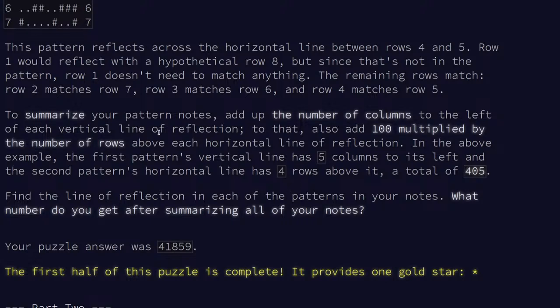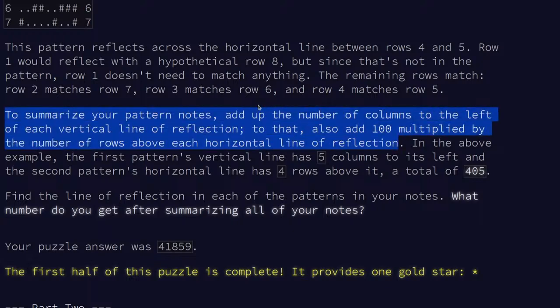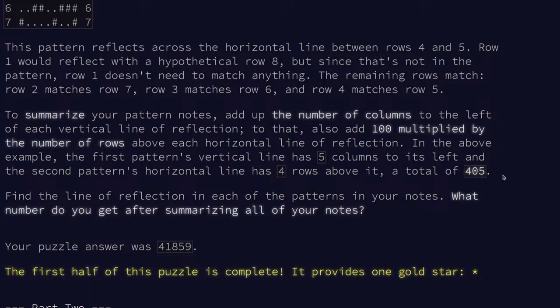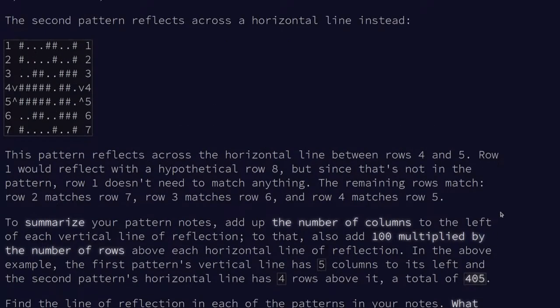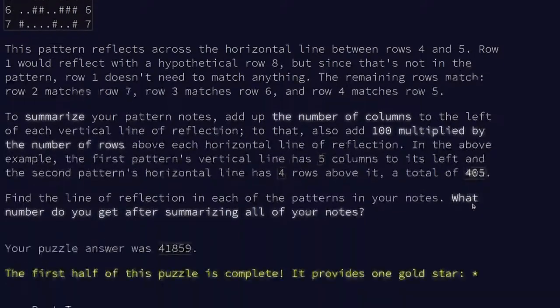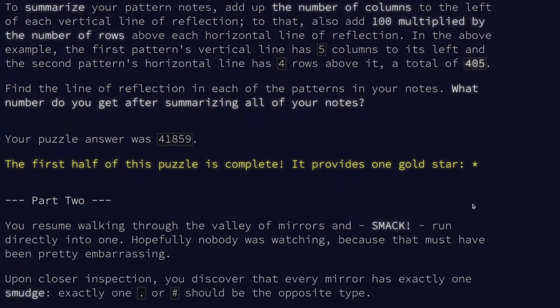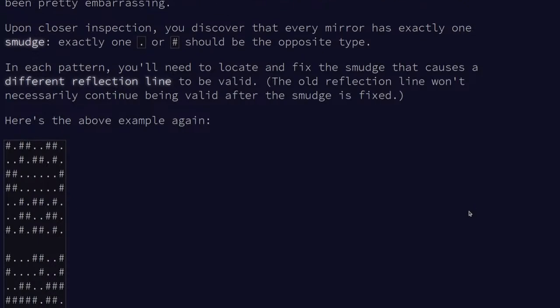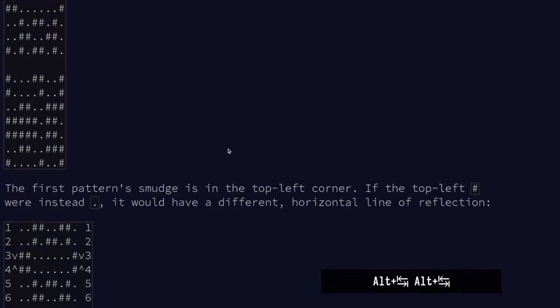Number of columns to the left of each vertical line of reflection, to that also add 100 multiplied by the number of rows. What if once we find that smudge, it may be part of a vertical mirror and a horizontal mirror? This will be the last attempt. I will close the stream after this. Let's see.